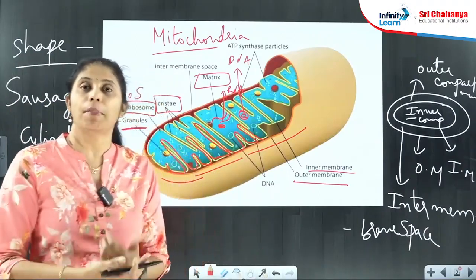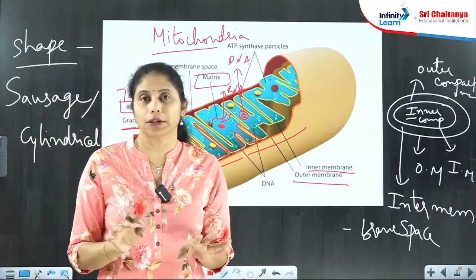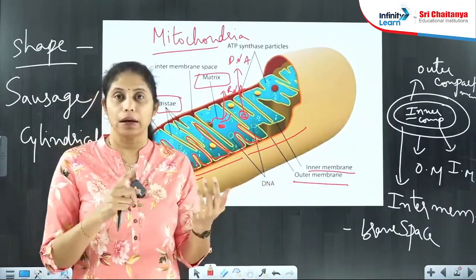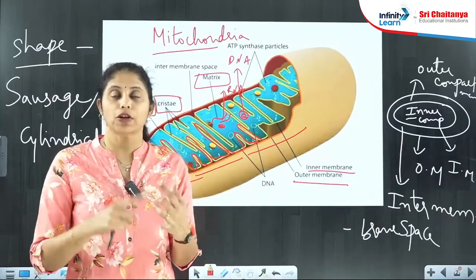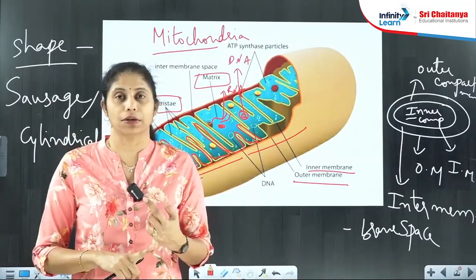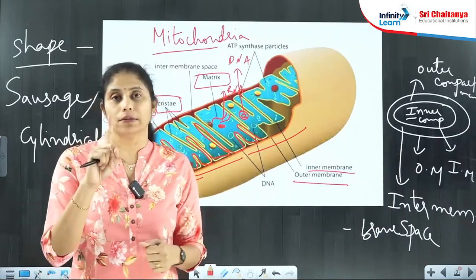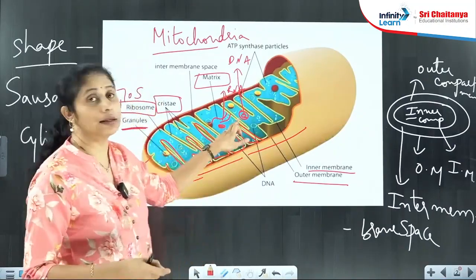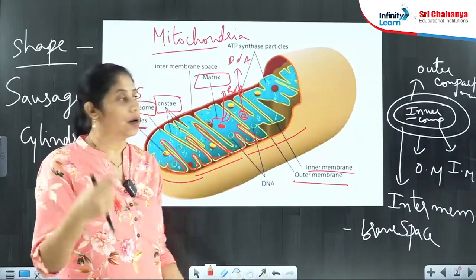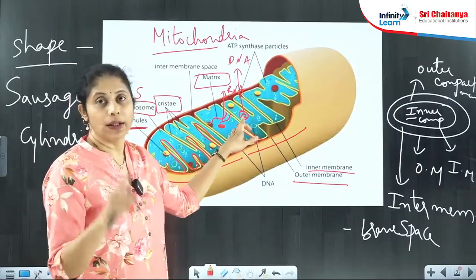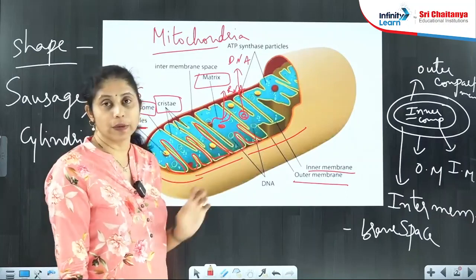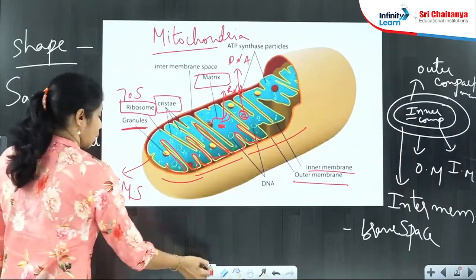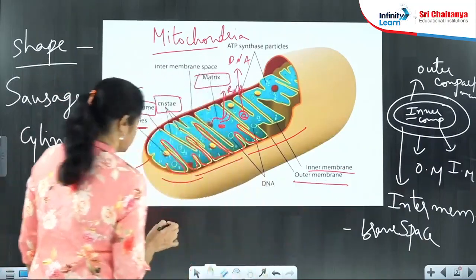So inner compartment is filled with matrix. It is made up of different things. Matrix contains mainly respiratory enzymes, which are participating in the aerobic respiration. Then it also contains one double-stranded DNA. It is circular. It will be looking like this and it will be having two strands and it is circular in nature. One single circular double-stranded DNA is present. Then few RNA molecules. They are actually single-stranded ones. Like this they will be there.